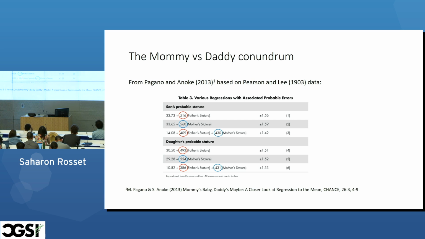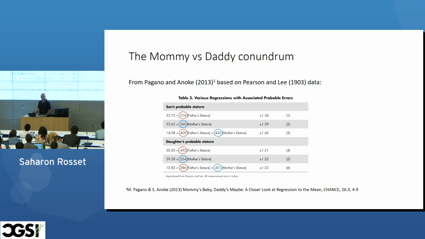So if I just regress the son's height on the father's height, I get a coefficient of 0.516. If I regress it on the mother's height, I get 0.560. So this is the red versus the blue at the top. Then if I do a joint regression, I get a similar phenomenon that the mother's coefficient is bigger. And if I do the daughters on the parents, I get the same effect. For univariate regression, the mother coefficient is bigger. And at the bottom for bivariate regression, also the mother's coefficient is bigger.